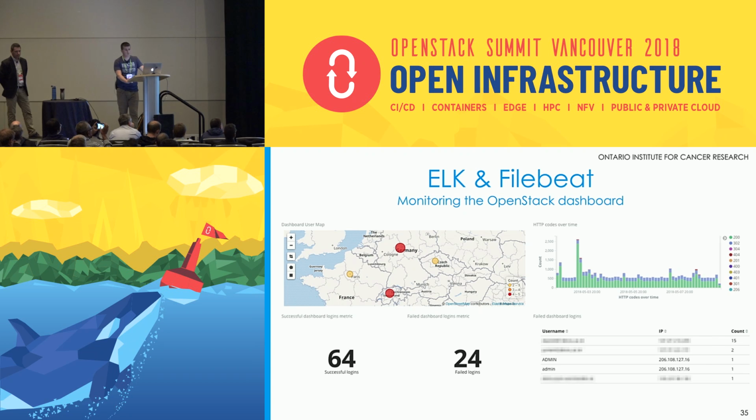Here's another dashboard which we created to show us web analytics for the OpenStack dashboard. We can see who's trying to log in, what their IP is, and using the GeoIP plugin, we can plot those users on a map, which makes this kind of cool visualization to see where your users are coming from. We can also graph our HTTP codes over time, which is useful to determine if our users are experiencing any issues with the dashboard, that sort of thing.